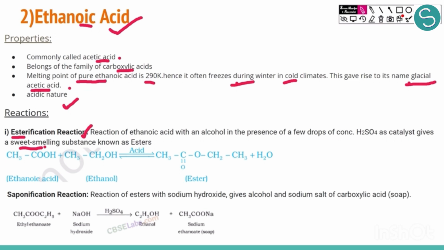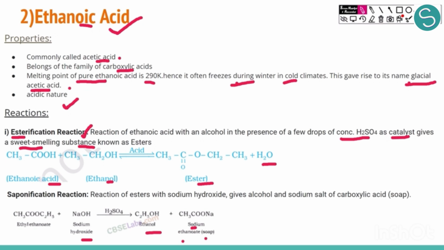So ester is a sweet smelling substance, and it is formed by the reaction of ethanoic acid and ethanol when both of them react with each other in the presence of concentrated sulfuric acid. A few drops of concentrated sulfuric acid act as a catalyst over here, and they form an ester along with water.